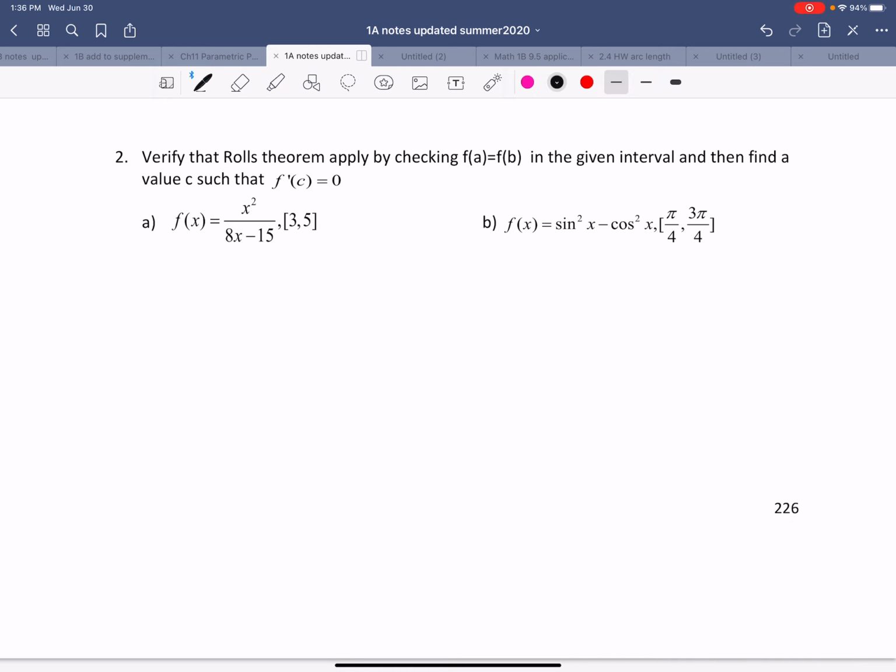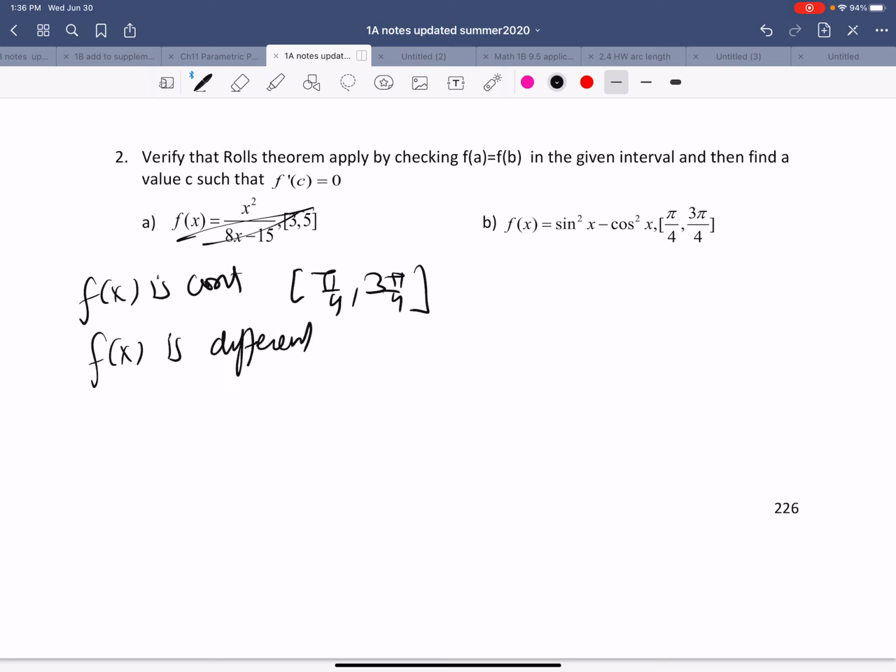f of x is sine squared x minus cosine squared x. First of all, f of x is continuous. This function is always continuous, because the individual functions are continuous, that's why their combination, their difference function, is also continuous. It's always differentiable as well. There's no sharp corners. Differentiable on the open interval. There's no sharp corners. It's a smooth continuous curve.